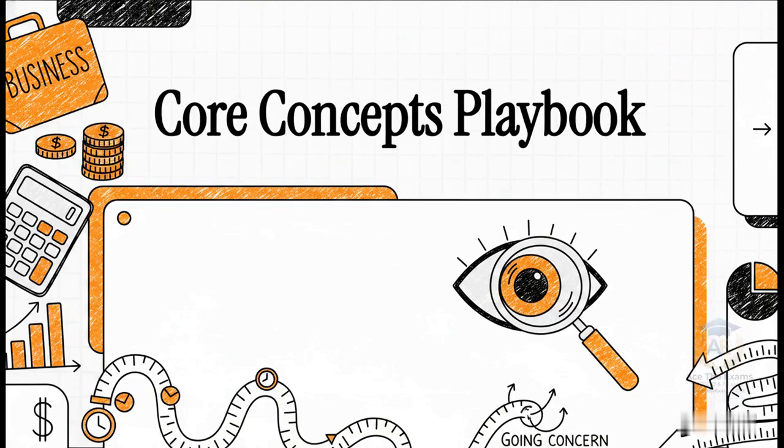We are literally stepping directly into the examiner's shoes to decode the Cambridge AS and A-Level Accounting 9706 syllabus. Specifically, we're zooming in on the core accounting concepts: business entity, historic cost, money measurement, and going concern.